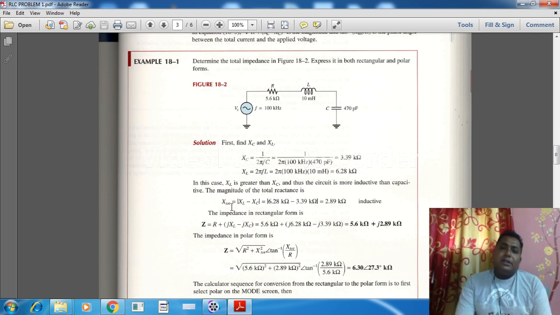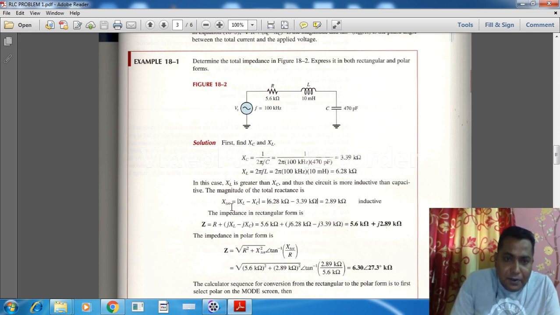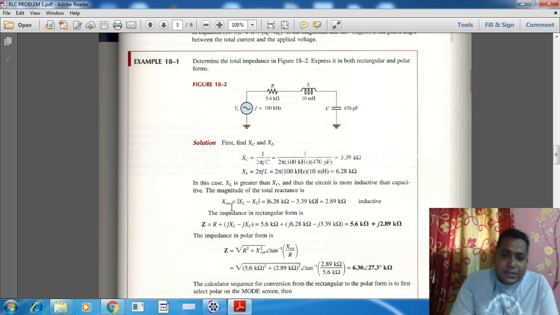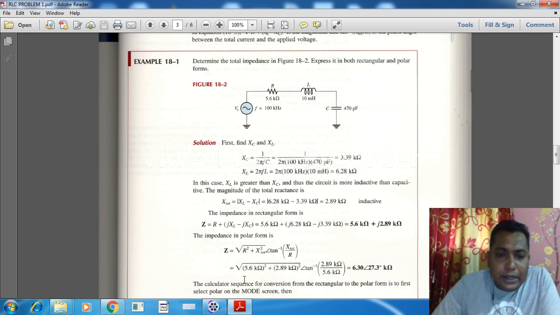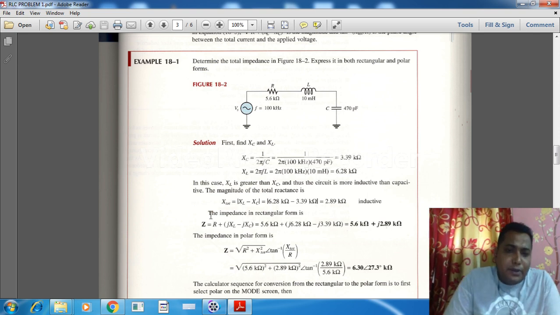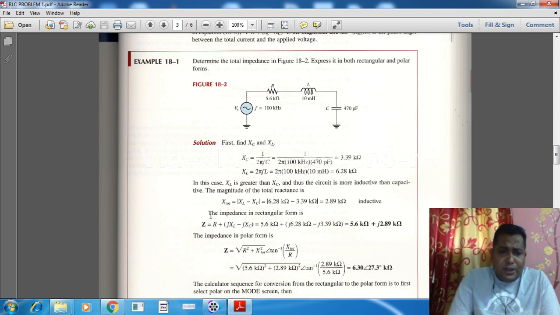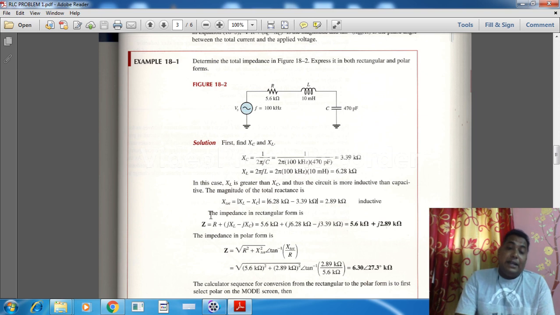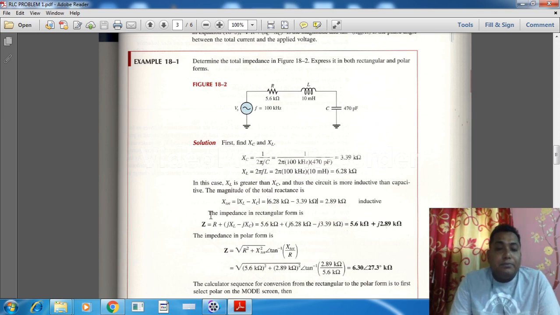Now we have to find out the Z. In which form do we have to find Z? In rectangular form or in polar form? First, as you can follow my pointer, the impedance in rectangular form is the equation that we discussed 2-3 minutes before: Z is equal to R plus jXL minus jXC. So the only thing we have to do is put in the values.